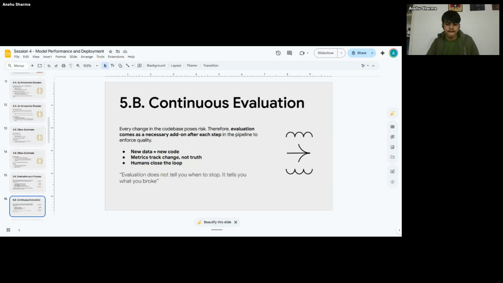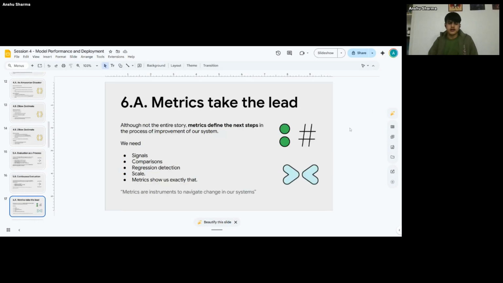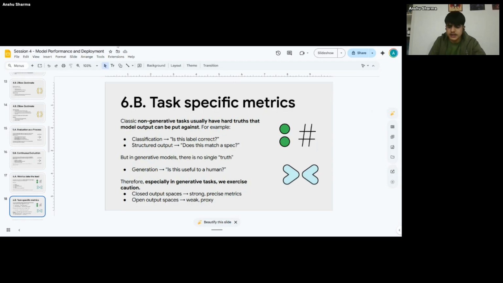All right. So now we will talk about some common metrics that we can use for evaluating our models, right? So metrics give us a signal, as I said previously, on which direction we should proceed in to improve our model, right? Metrics define the next steps in the process, right? So metrics are instruments to navigate the change in our systems.